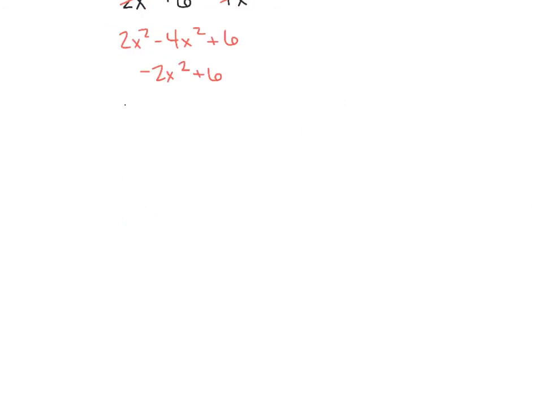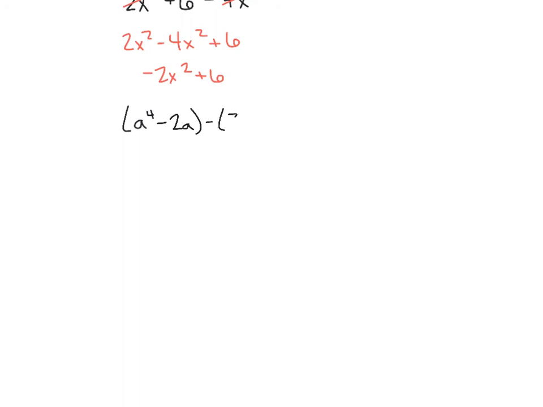So here's another one. A to the 4th minus 2a minus 3a to the 4th minus 3a plus 1. So this first set has a positive sign in front of it, so we can just drop the parentheses. The second set has a negative in front of it, so we need to change each one to its opposite. So positive 3a to the 4th becomes negative 3a to the 4th. Negative 3a becomes positive 3a because negative 1 times negative 3 is positive, and positive 1 becomes negative 1.